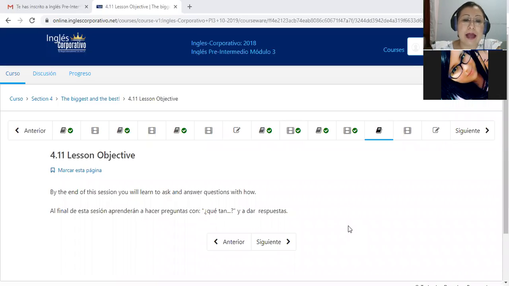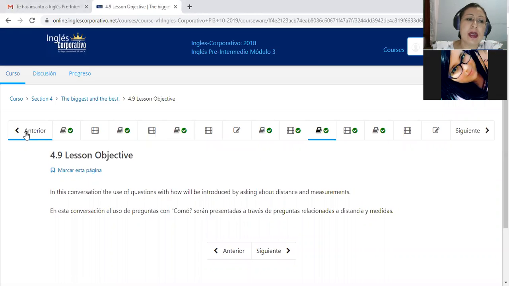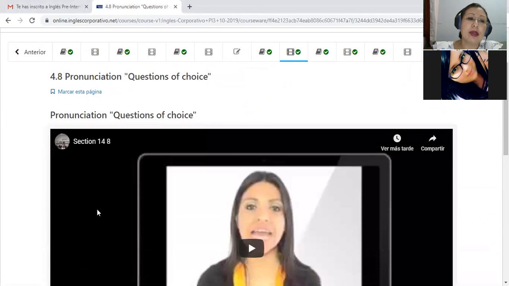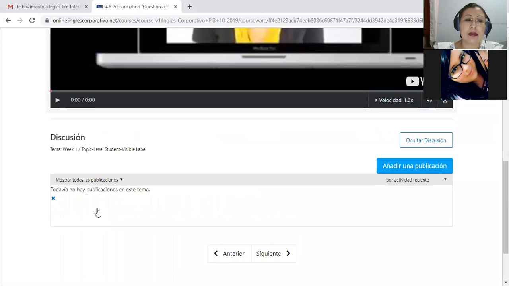So for today, we are going to continue in section number 4. This time, we are going to continue with 4.11 because the previous ones are just basically listening, okay? You have to go to the platform and listen to the audio or watch and listen to the video of 4.8, pronunciation of questions of choice. This is basically that you go play and repeat the pronunciation.